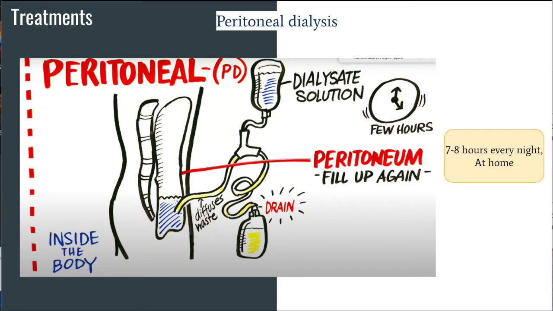Peritoneal dialysis can be done from home while the patient is sleeping, and it takes about 7 to 8 hours every night. The benefit of this is that patients are able to function pretty regularly during the day, and they also feel better in general just because they're getting treatments more often.